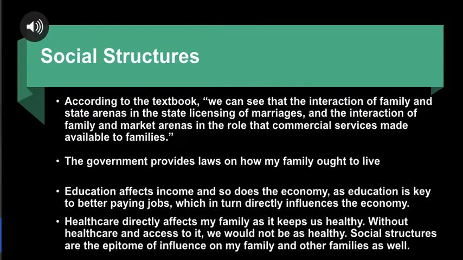In terms of social structures, literally everything influences my family. According to the textbook, we can see the interaction of family and state arenas in the state licensing of marriages, and the interaction of family and market arenas in the role that commercial services made available to families. The government provides laws on how my family ought to live. Education affects income, and so does the economy, as education is key to better paying jobs, which in turn directly influences the economy. Healthcare directly affects my family as it keeps us healthy. Without healthcare and access to it, we would not be as healthy. Social structures are the epitome of influence on my family as well as other families.